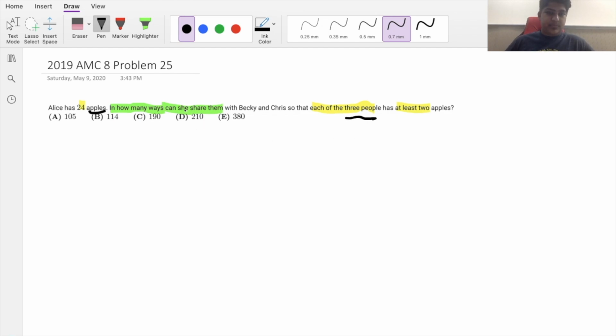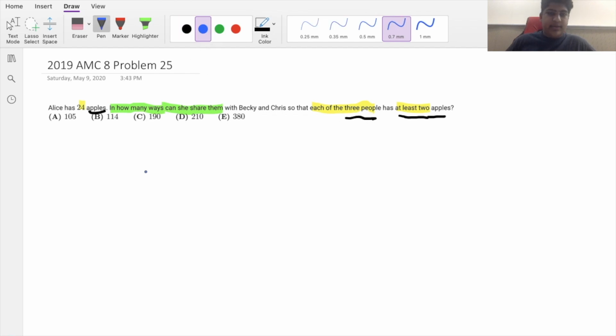So, let us solve this problem. Now, to use stars and bars, we have to have at least 0 objects that can be placed in each of the 3 people. Now, in this problem, they ask for at least 2 apples for each person. So, how should we get rid of this restriction?